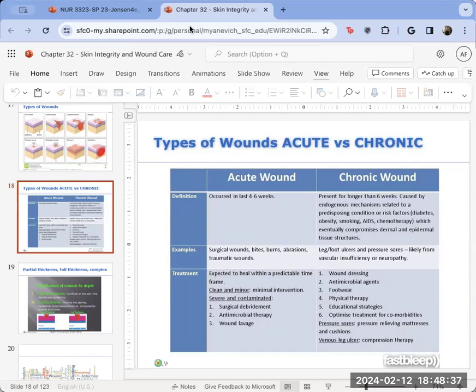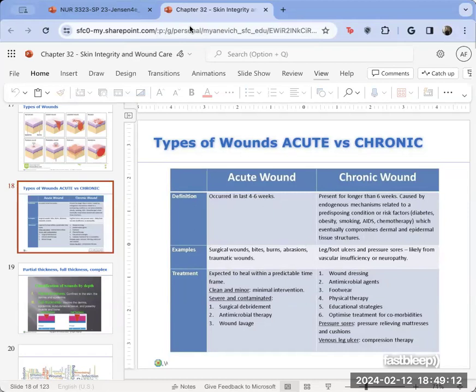So, an acute wound would be something that occurred in the last 4 to 6 weeks, like a surgical wound, a bite, a burn, an abrasion, a traumatic wound. Those are examples of acute wounds. And, depending on how bad it is, right, it might need minimal intervention. Like if you cut your skin, like a paper cut, obviously just a band-aid, that's an acute wound, right? But let's just say a surgical wound, that might need more cleaning, more antimicrobial therapy, things like that.